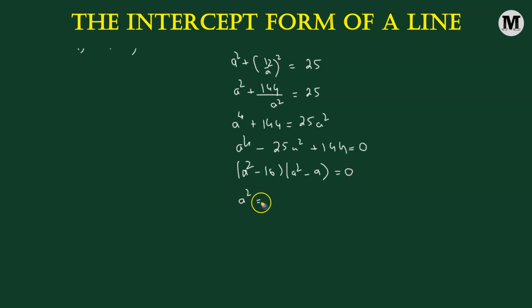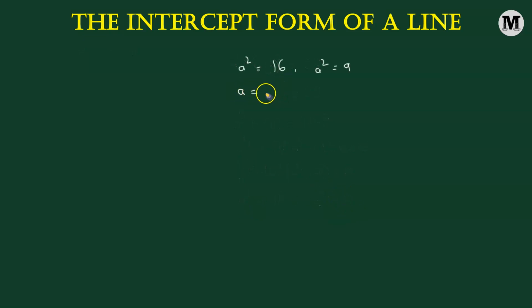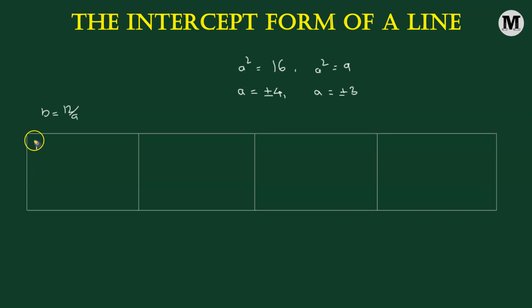So A squared has two values. A squared could be 16, or A squared could be 9. So A could take the value plus or minus 4, and A could also take the value plus or minus 3. Fine. So let's find out the corresponding B values as well, since we already consider B to be equal to 12 divided by A. Here we're going to get 4 cases. Let us begin with the first case. If we consider A to be equal to positive 4, then B is going to be 12 divided by 4, giving us 3.